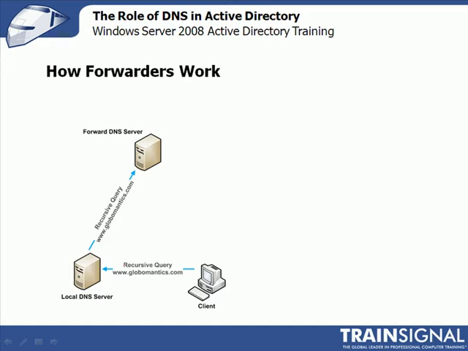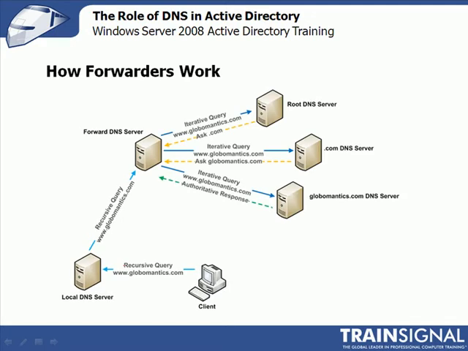So the local DNS server now makes a recursive query for www.globalmantics.com, assuming that that forward DNS server also doesn't know. It's going to go out and do all those iterative queries to the root DNS server, and then down to the .com, and then down to globalmantics.com to get the authoritative response. Once it has that response, it sends it back to the local DNS server. And guess what happens next? You got it. The local DNS server sends the response back to the client. Now that's if we were using a standard forwarder.